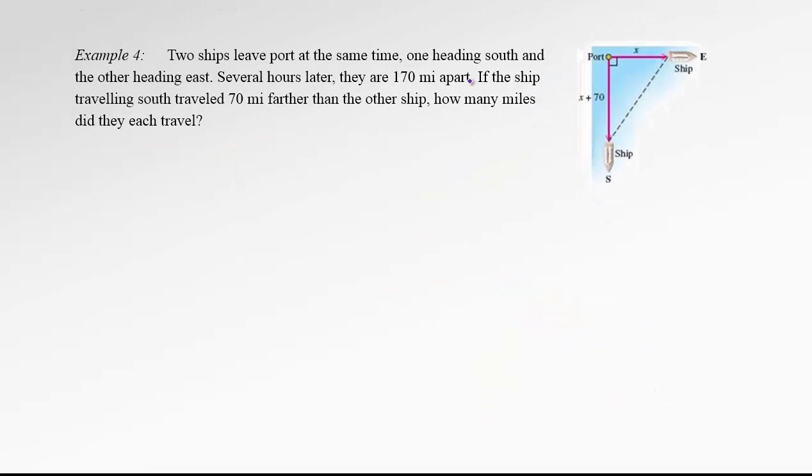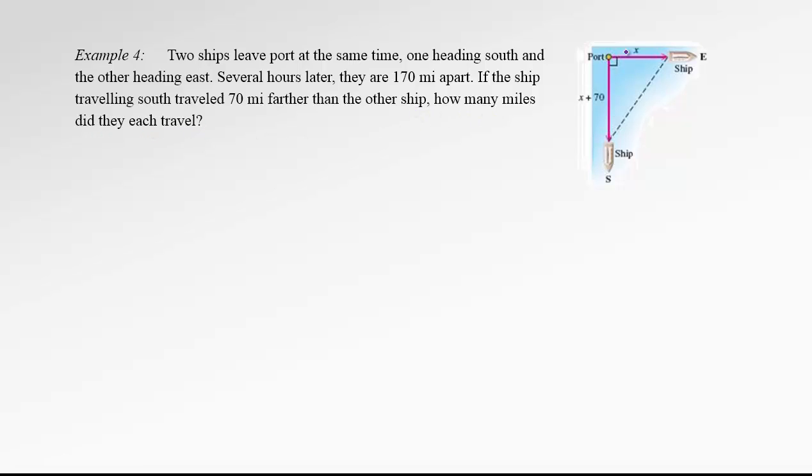Here we have a motion problem. Two ships leave port at the same time, one heading south and other heading east. So one ship goes this way, the other that way. Several hours later, they are 170 miles apart. If the ship traveling south traveled 70 miles farther than the other ship, how many miles did they each travel?